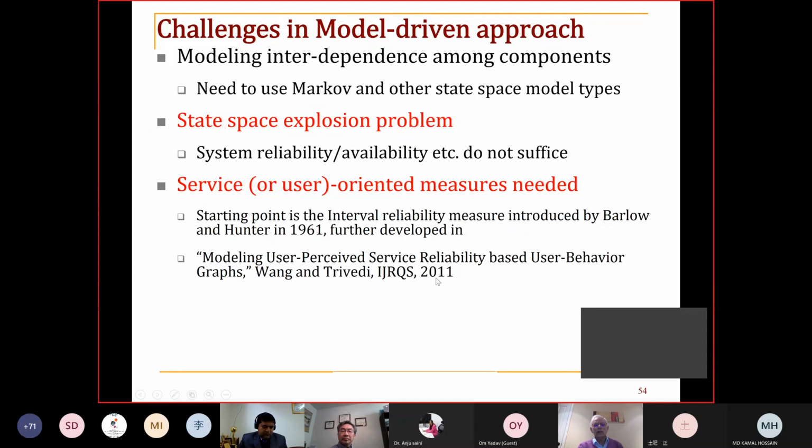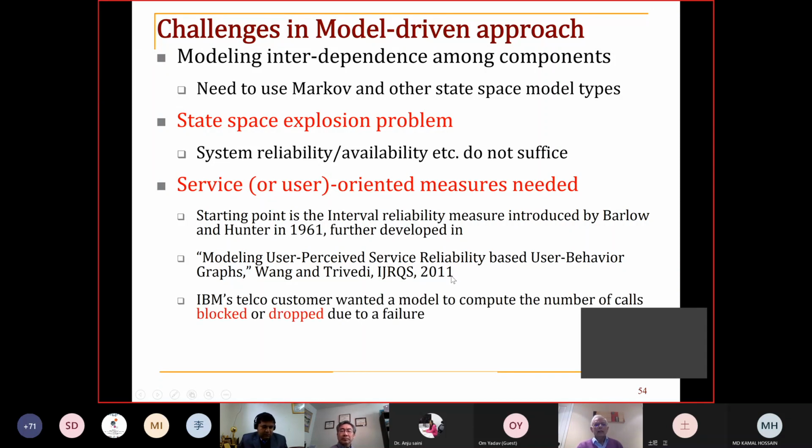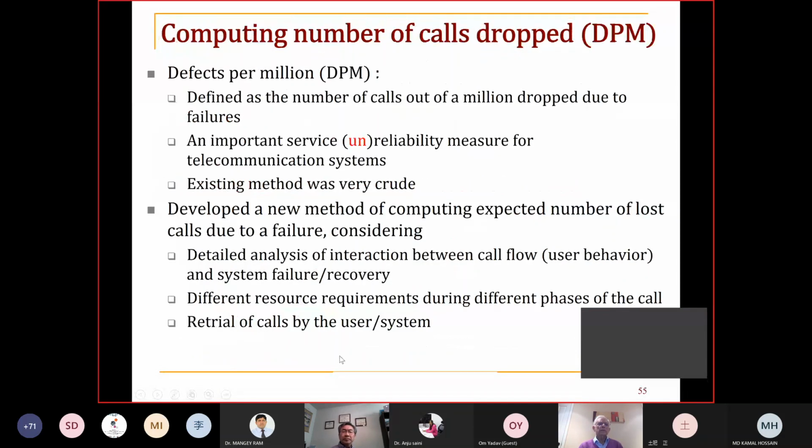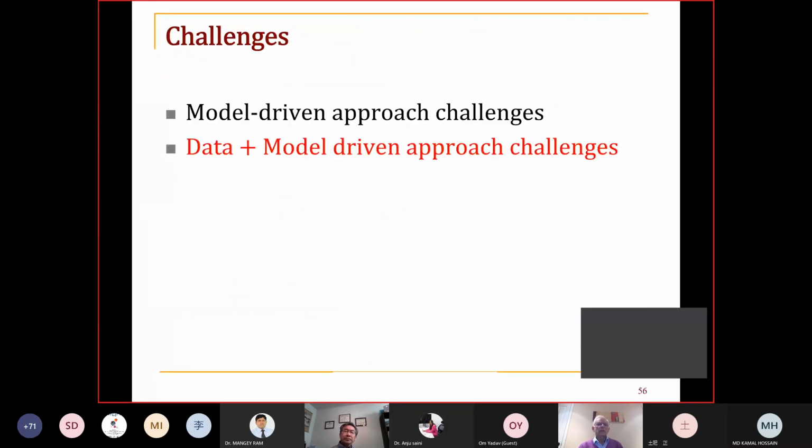So if somebody wants to take it up, somebody who is mathematically oriented, this paper should be followed up, and there is a tremendous amount of material in there. And in fact, what we developed for IBM for DPM is a very small example of that. And the second part of IBM's model that I didn't describe here is in this paper in ISSRE 2010. I will skip this one.